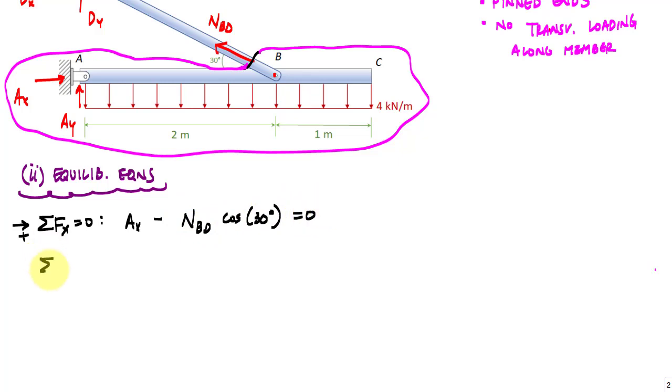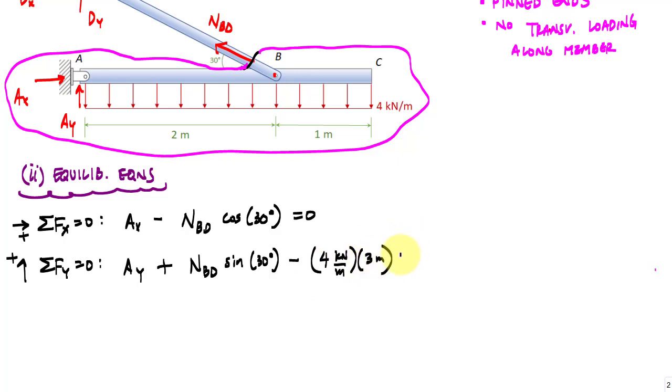Then I would do the sum of the forces in the y equals 0. And this would tell me that Ay plus the vertical component of NBD, which would be NBD sine 30, minus the resultant of that distributed load, which is 4 kilonewtons per meter times 3 meters, equals 0. Again, this is 2 unknowns, 1 equation. So I definitely need that moment equation for sure.